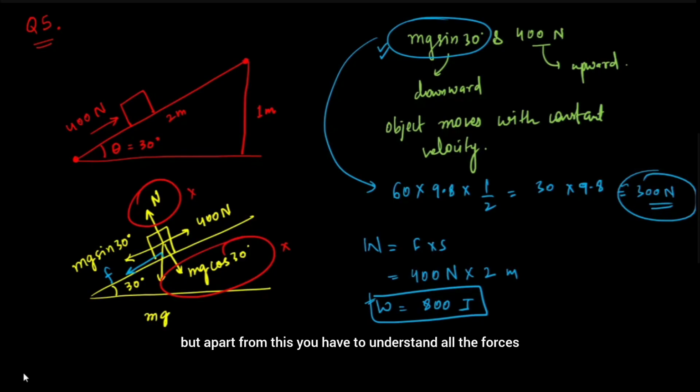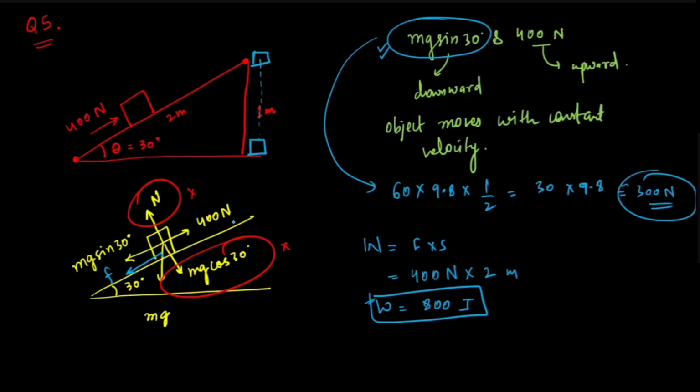This is how simple it is. This is how you're supposed to do this. But apart from this, you have to understand all the forces, because sometimes more than one force is capable of doing work in the same given question. So we have to find it out and think accordingly. The second part of the question says, how much work would be done if Marie simply lifted the crate straight up from the floor to the platform? So suppose the crate is placed here and it is just raised like that. How much work does she have to do?